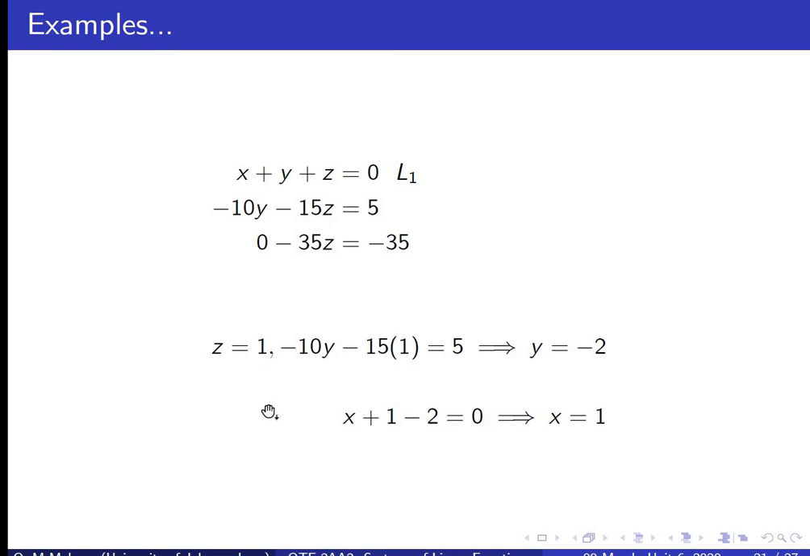Once z is equal to 1, we use backward substitution to solve for y. -10y minus 15 times 1 is equal to 5. -10y minus 15 is equal to 5. I take -15 to the other side, I get 20. So y is just -2. I have y and z, so I can use backward substitution to solve for x. So x is 1 minus 2 is equal to... 0, which implies that x is 1.